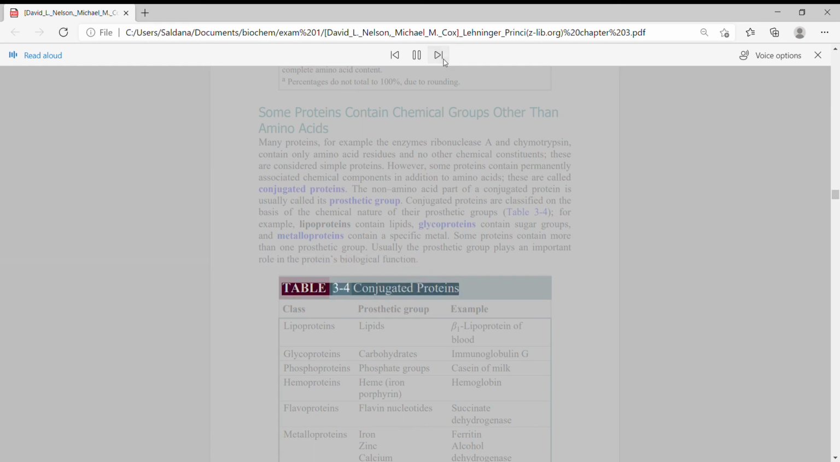Table 3-4. Class: lipoprotein, glycoprotein, phosphoprotein, hemoprotein, flavoprotein, metalloprotein, ferritin.